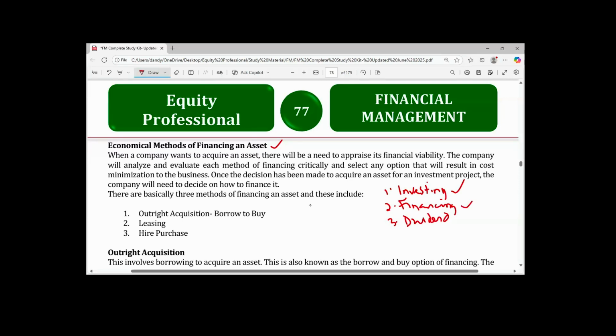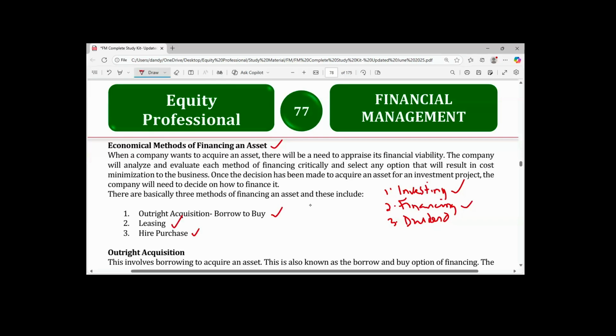So you want to finance an asset. How do you finance the asset? And we are now saying that there are three ways you can do this. You can finance the asset through outright acquisition, that is, borrow money and buy the asset. Or you can finance the asset through lease or hire purchase. Each of them has things you must know.